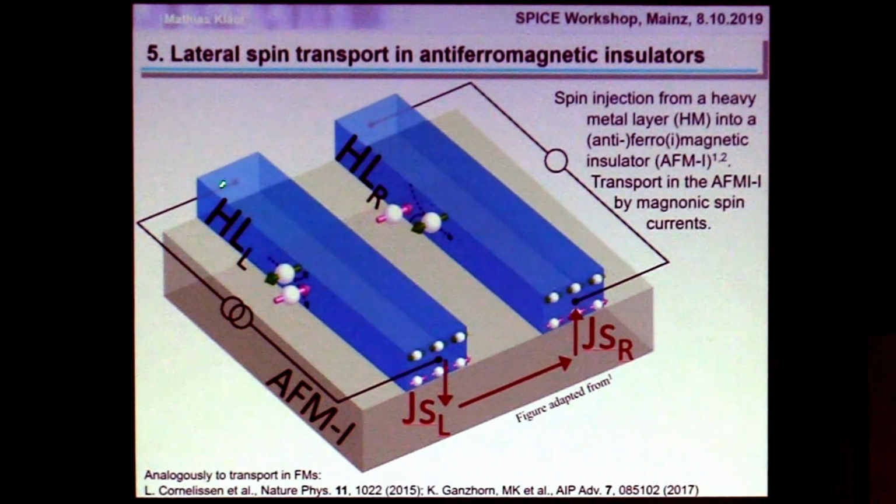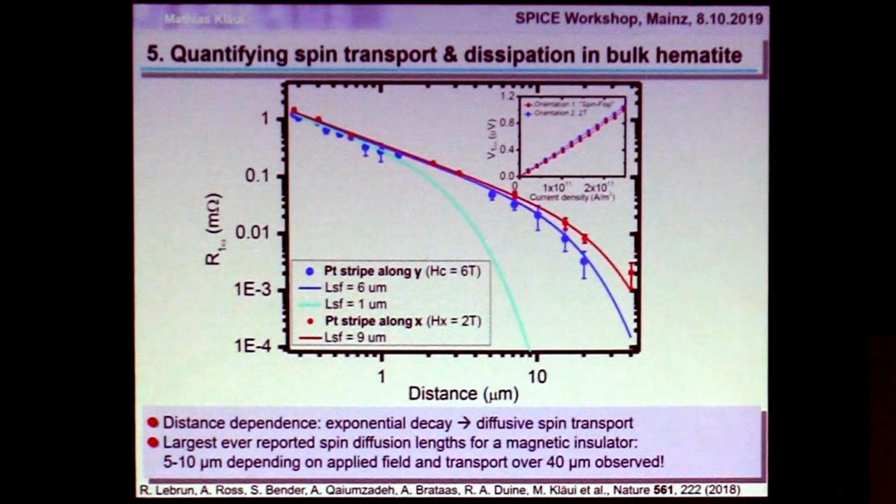Essentially, we keep the current constant, we measure the voltage here, and we vary the distance between these two in order to identify the type of transport that we see. The first important observation, from our paper from last year, is that initially it looks like you might have some linear decay, but if you look at long distances, you see something which can be modeled by a diffusive transport, so you see an exponential decay.